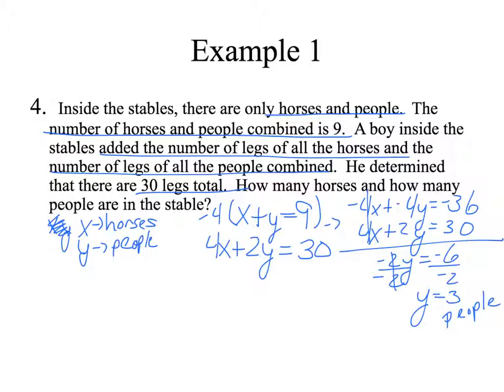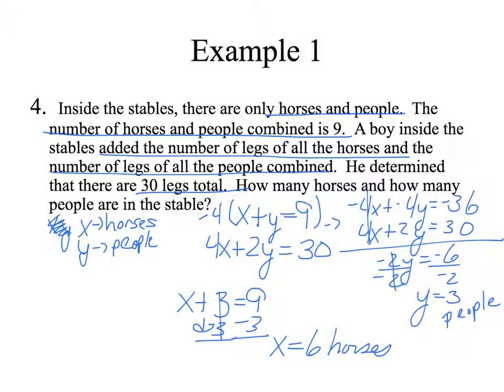So now that I know that y is 3, number of horses plus 3 people, which we now know needs to give me a total of 9. You might be able to do this one in your head, but it's not going to hurt to see the work. You get x equaling 6 horses. I underlined, I identified, I set up, I solved, and I labeled. If you follow those 5 steps, it shouldn't go too bad on the homework.